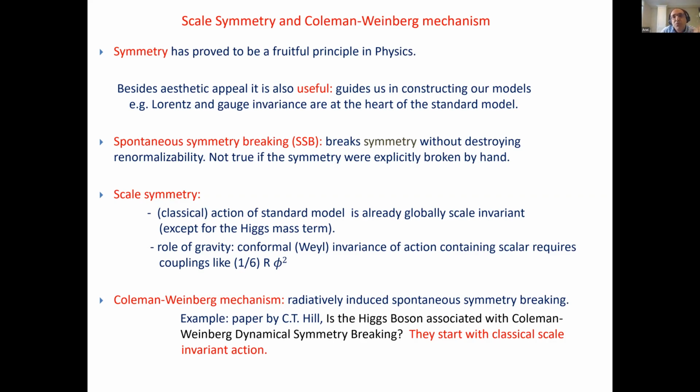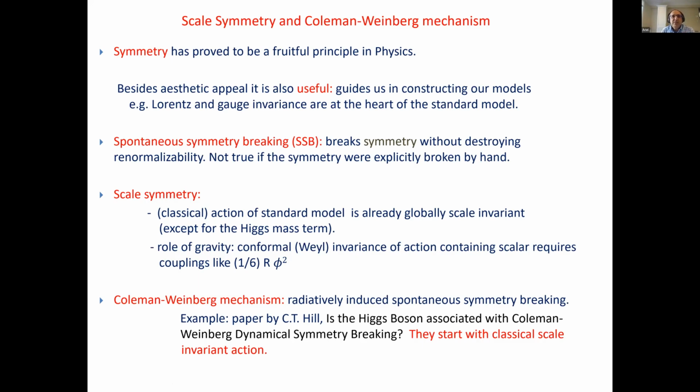If you broke the symmetry by hand, a lot of times you would not be able to renormalize your theories. That would certainly be true of the vector gauge bosons. If you gave them explicit mass, then the theory would not be renormalizable.